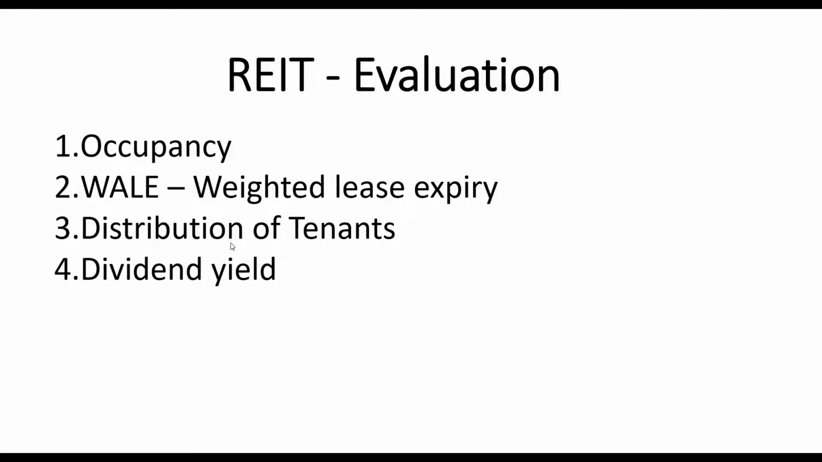The third one is distribution of tenants. How is the revenue distribution taking place? That is, is all or most of the revenue coming from a single client, or is it uniformly distributed? Because if a large chunk of revenue is coming from a single tenant, and for some reason that tenant moves out of the property, then it will have an impact on the financials of that particular REIT.